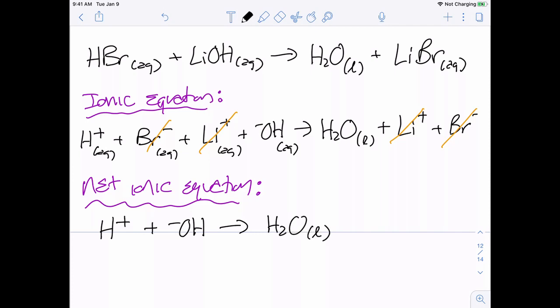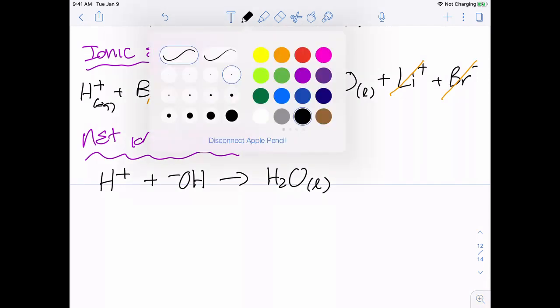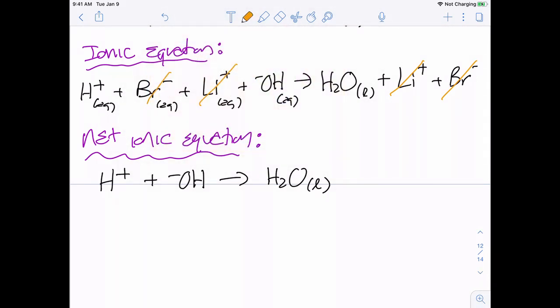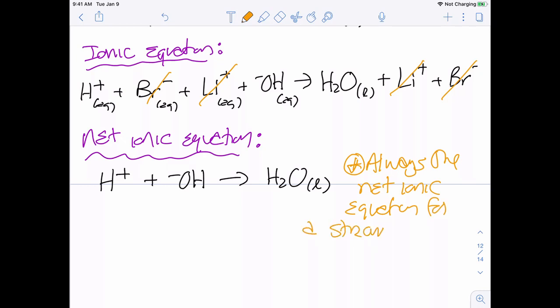So my net ionic equation. If you have a strong acid, strong base neutralization reaction, this will always be your net ionic equation. It's not always the same for the weak ones, but this will always be the net ionic equation for a strong acid, strong base neutralization reaction. So always the net ionic equation for a strong acid, strong base reaction.